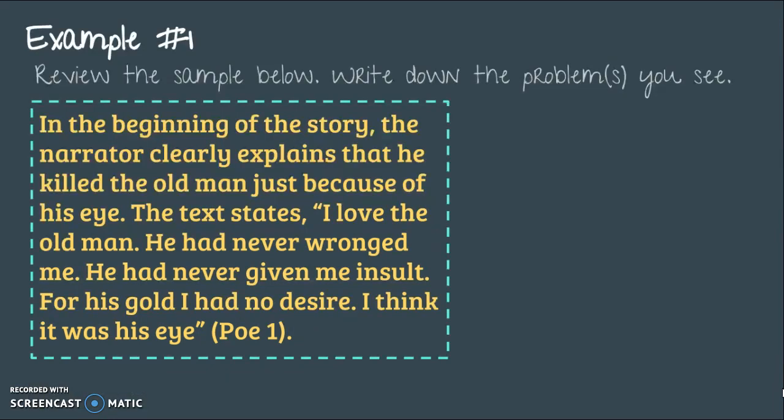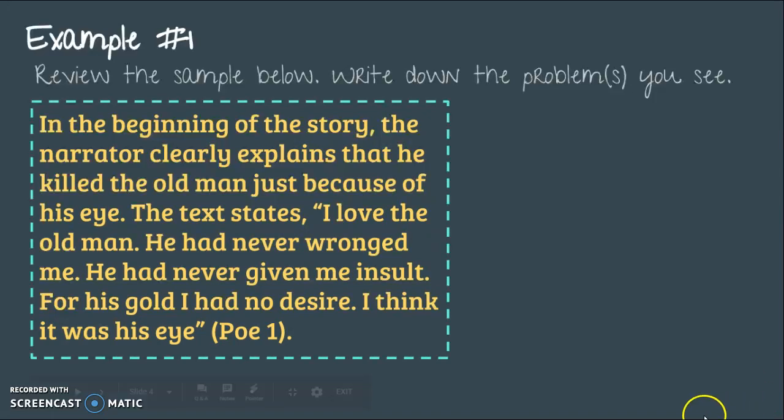So now that you've read this example: "In the beginning of the story, the narrator clearly explains that he killed the old man just because of his eye. The text states, 'I loved the old man. He had never wronged me. He had never given me insult. For his gold I had no desire. I think it was his eye.'"